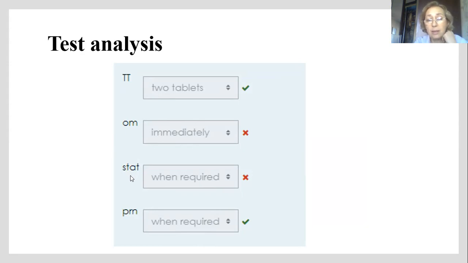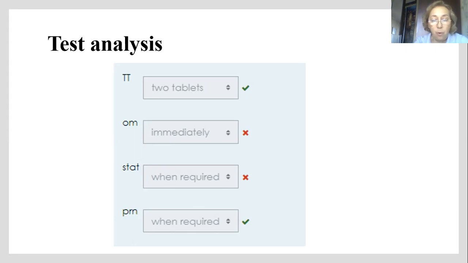So stat. Stat stands for status. Yes, immediately. Yes. And OM stands for in the morning, every morning. In Latin, this is omni mane. Omni mane, in the morning. Okay.